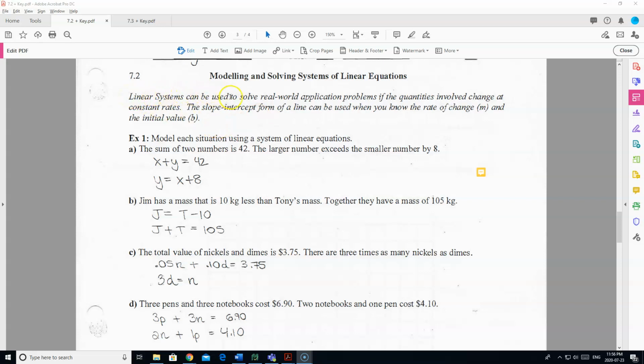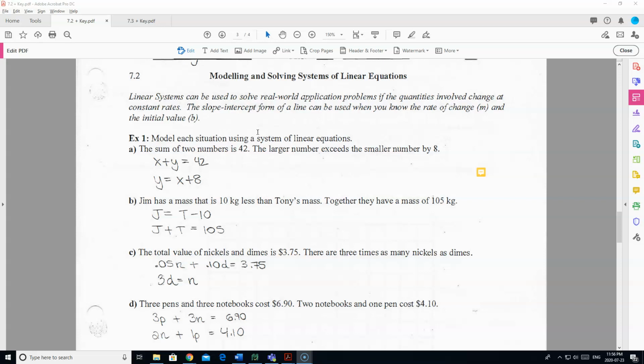Linear systems can be used to solve real-world problems, application problems, if the quantities involved change at constant rates. So constant rates, remember, it just means it has a slope on it, right? The slope-intercept form of a line can be used when you know the rate of change, m, so m is the slope, and the initial value, b, which is the y-intercept. So whenever you get these equations, you want to try to afterwards probably put them in the form of slope-intercept form, y equals mx plus b.